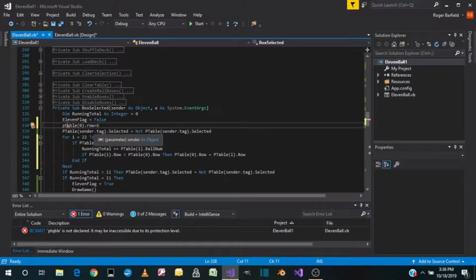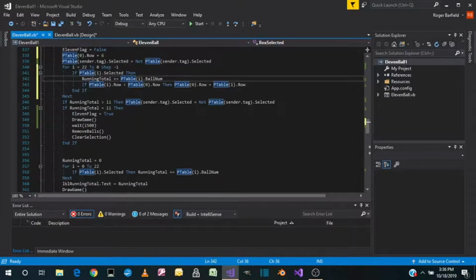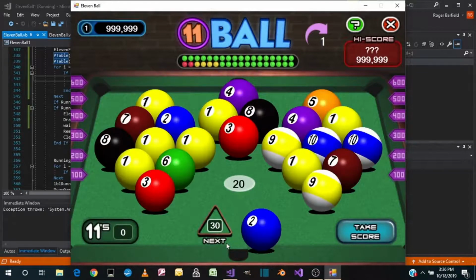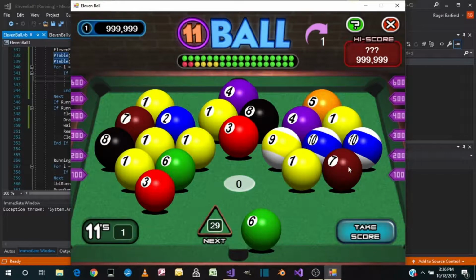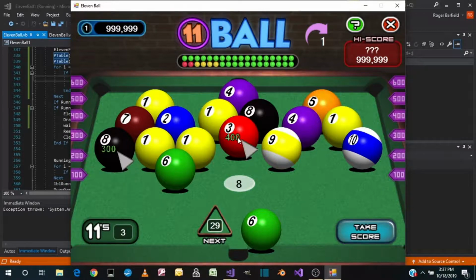Alright, so let's give this a shot. See if I didn't mess anything up. Okay, when I select this, it's a 100-point ball, so that should only be 100 points. There we go. And 7, 3, 1. It has no bearing on this one. 10, 1. 8, 3.